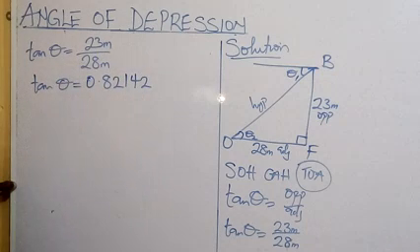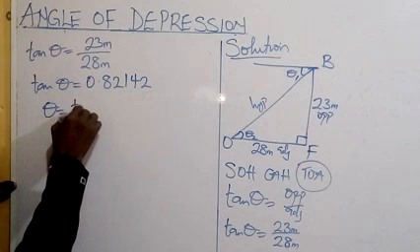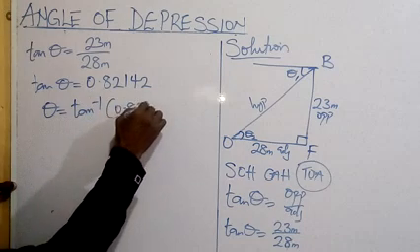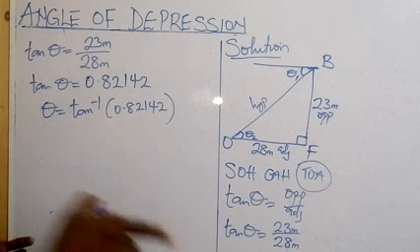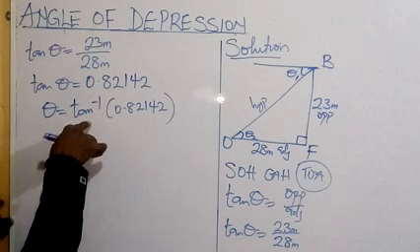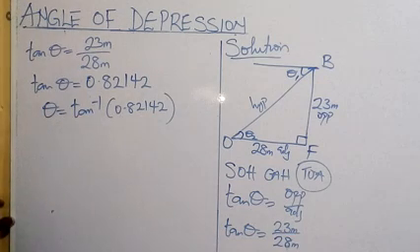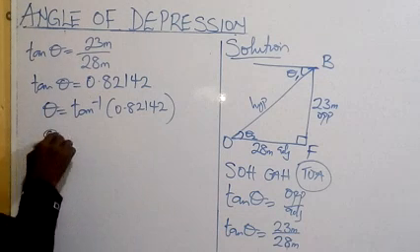23 divided by 28. All right, to get this theta, we need to find the inverse of tangent, inverse of 0.82142. Now, how do you do this on your calculator? From your calculator, you can press shift and press tan. It will change to this. Then you type this value, 0.8214. All right, and you press the equal sign.